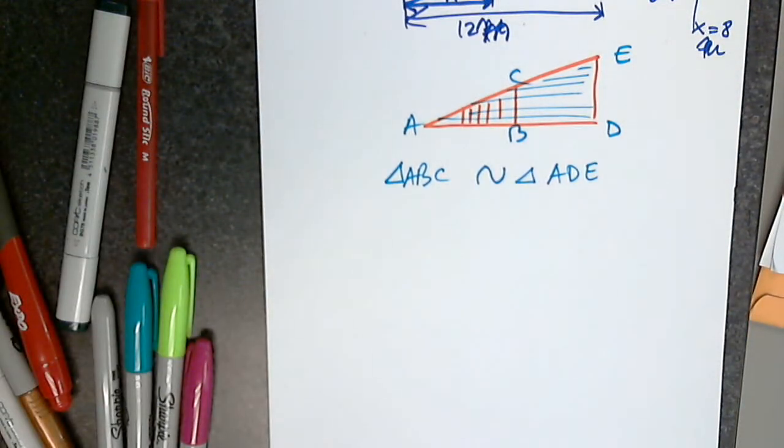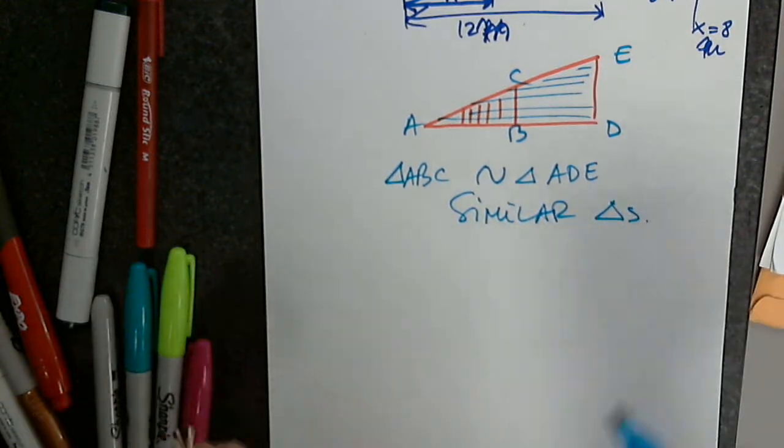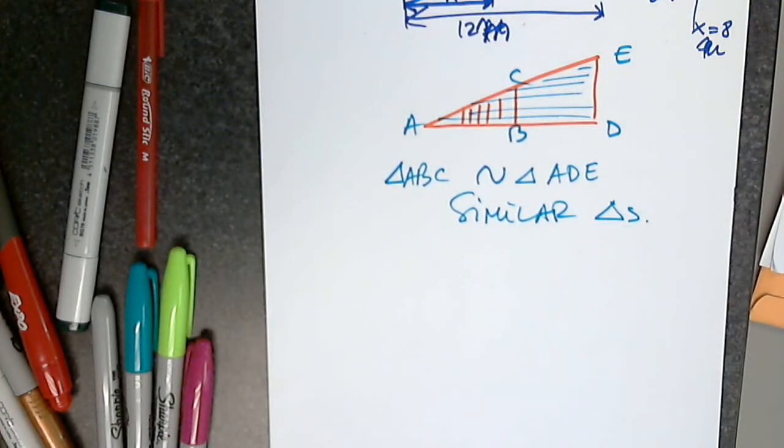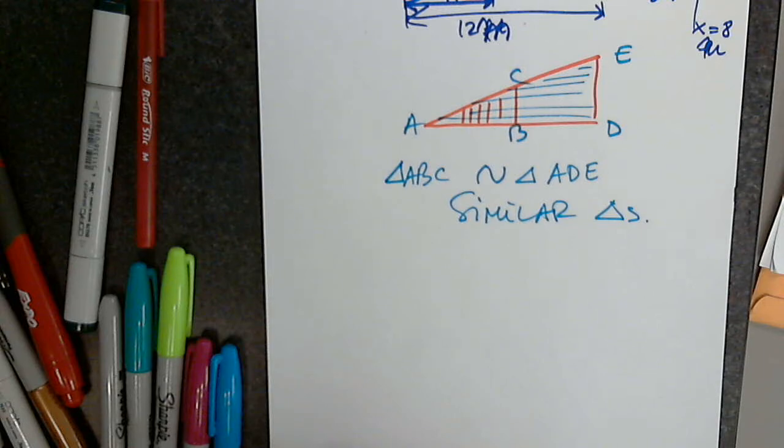What am I saying with this symbol? It's not the approximation symbol. Or similar. Similar, very good. Similar triangles. By similar, we do not mean equal or congruent, in other words. No. We mean that they have the same angles.